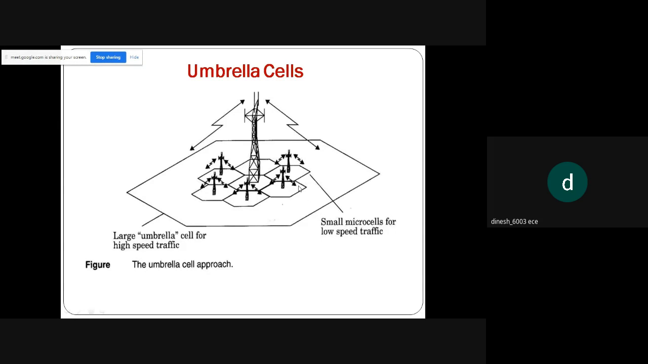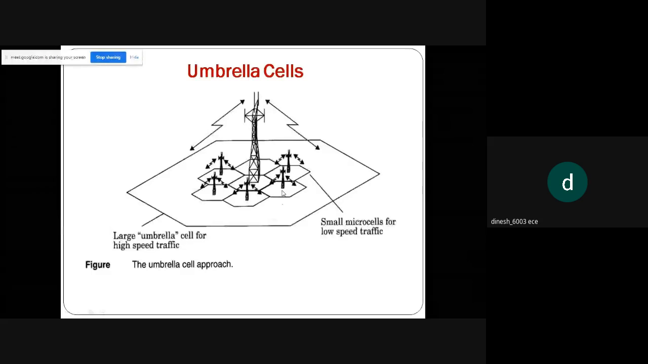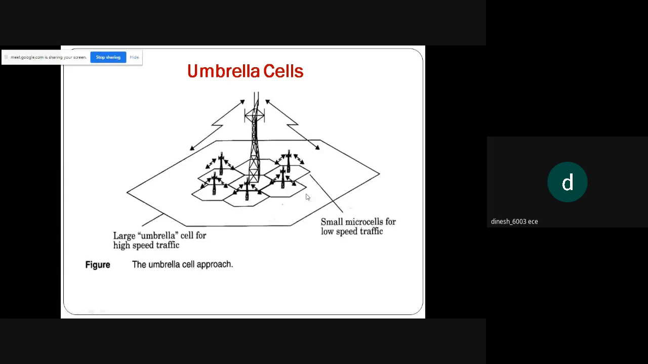Small microcells, having these base stations, will address the low speed movers, or persons moving from one base station to another base station in slow motion. So small microcells are for low speed traffic. You can see that this base station antenna will cover the entire region as well as this region also. So this is in the shape of an umbrella, hence the name umbrella cell.